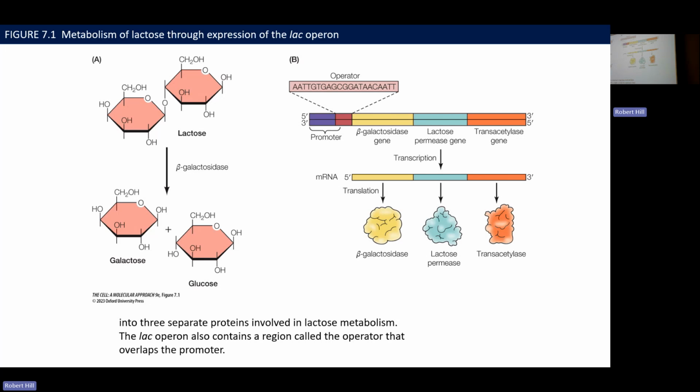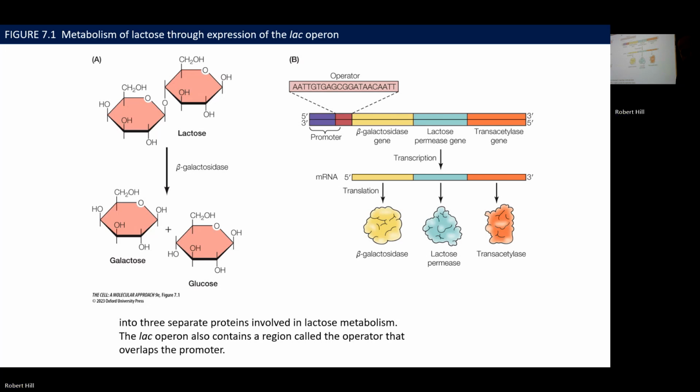So under normal conditions, that's what's going on. Under normal conditions, which you would say lactose is not present, the lac operon is off. This is what's happening: the repressor protein binds to the operator. RNA polymerase comes in, binds to the promoter, but can't travel down the operon to transcribe the structural genes.